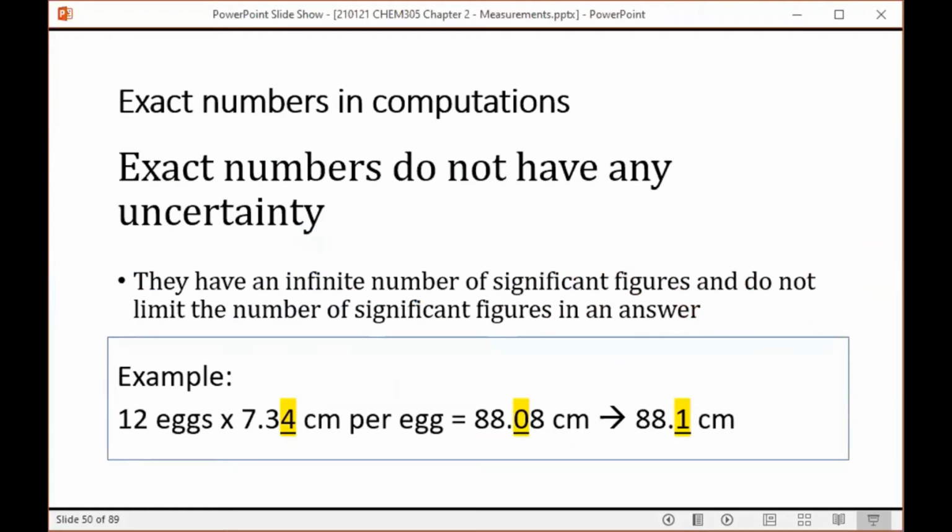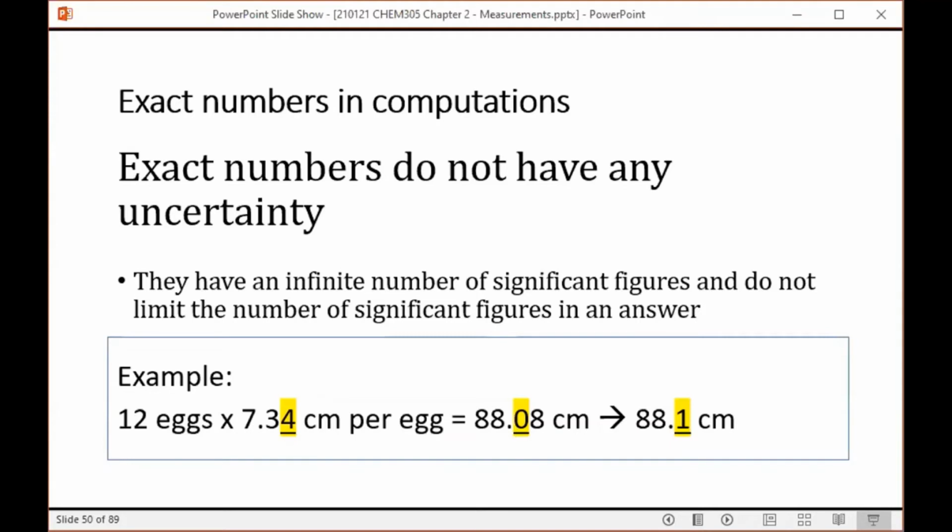So we've been talking about how to handle inexact numbers, like measurements, when we do mathematical operations. What about exact numbers? Well, exact numbers don't have any uncertainty. And because they don't have any uncertainty, we can assign them an infinite number of sig figs, which means that they won't limit the number of sig figs in your final answer. So let's say we have 12 eggs we want to line up end to end, and we measured that the average length of one egg is 7.34 centimeters. The length of that line of eggs would be 88.08 centimeters.